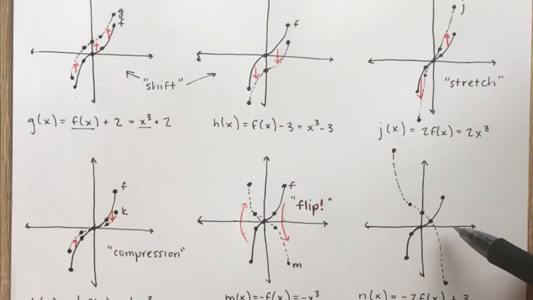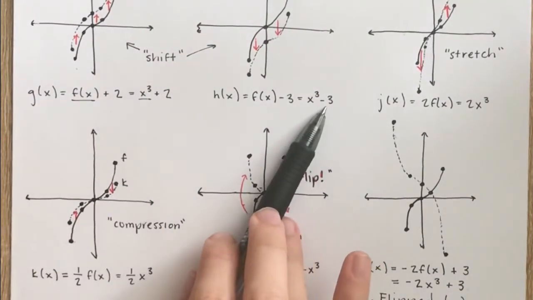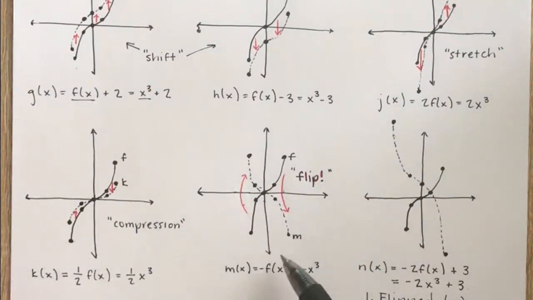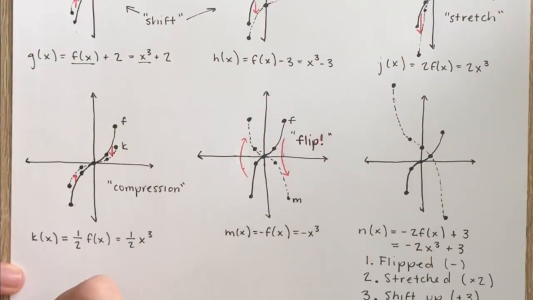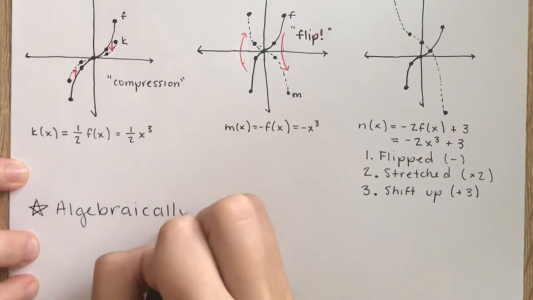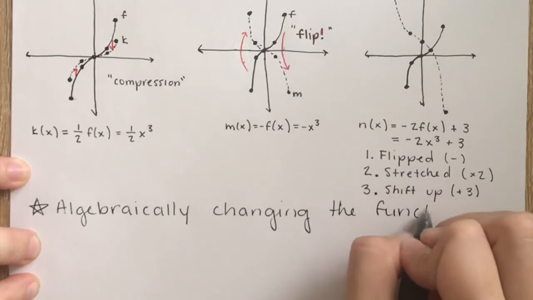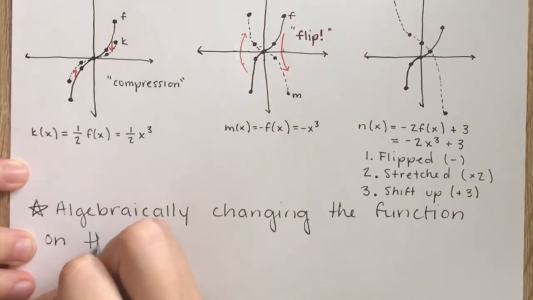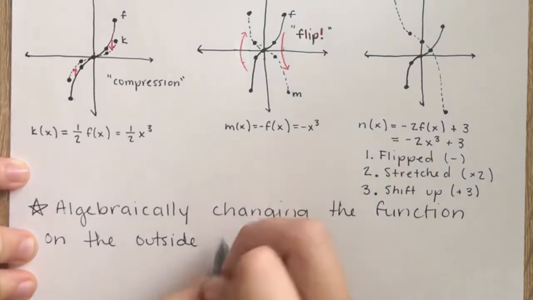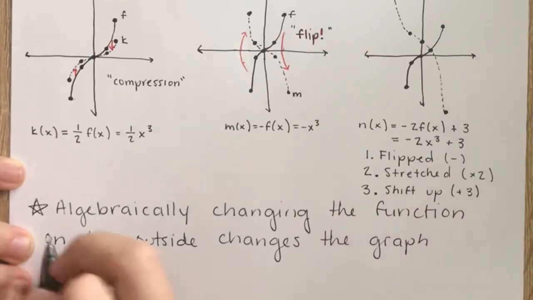What do these all have in common algebraically? Here, we were adding on the outside and subtracting on the outside. Here, we were multiplying on the outside for the rest of them. All of these algebraically are changing the function on the outside, right? We are changing f of x. So algebraically, changing the function on the outside changes the graph vertically.